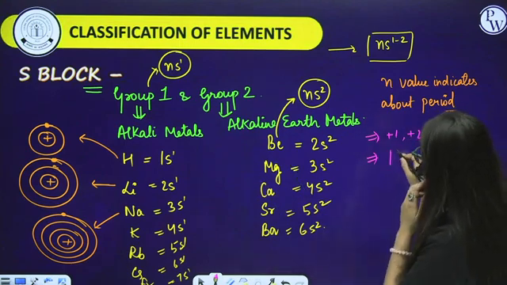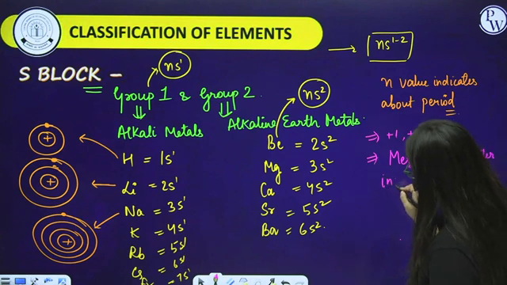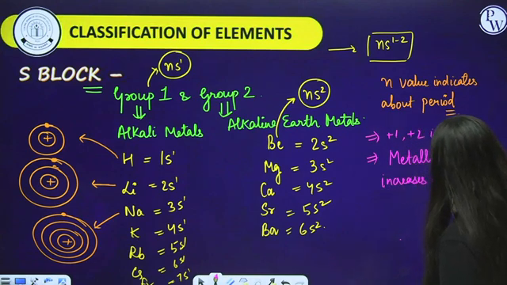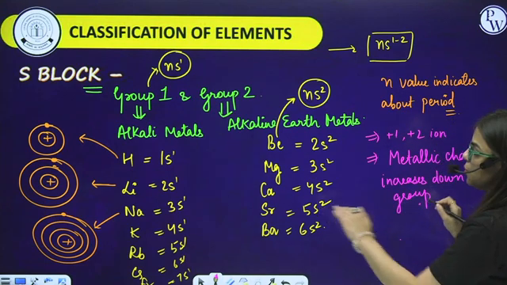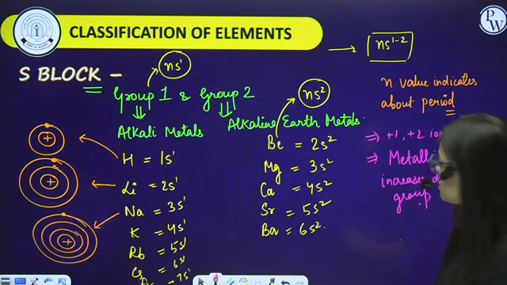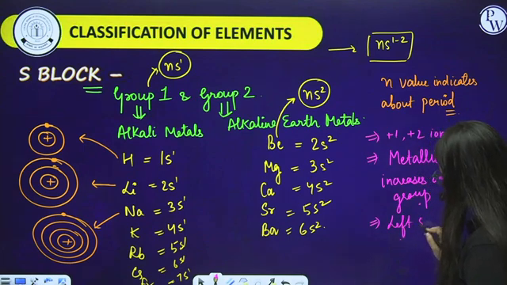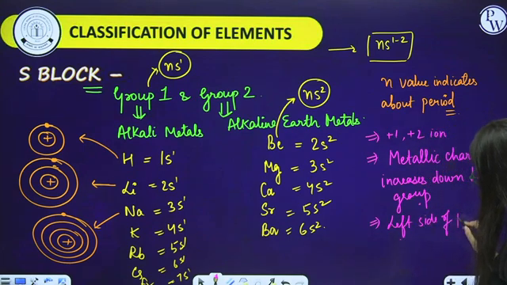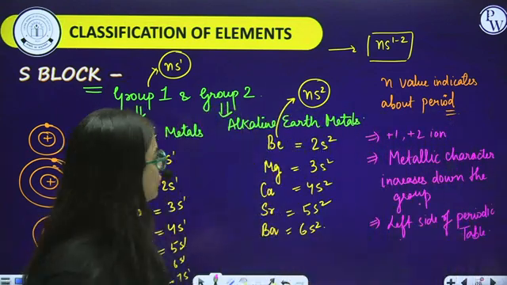Next thing is metallic character. Metallic character increases down the group. That means when you are moving from top towards bottom, you will see that metallic character will increase. Moreover, S block elements lie at the left hand side of the periodic table. They contain metals there. Moreover, as you can see, metallic character increases down the group, though I've already told you.